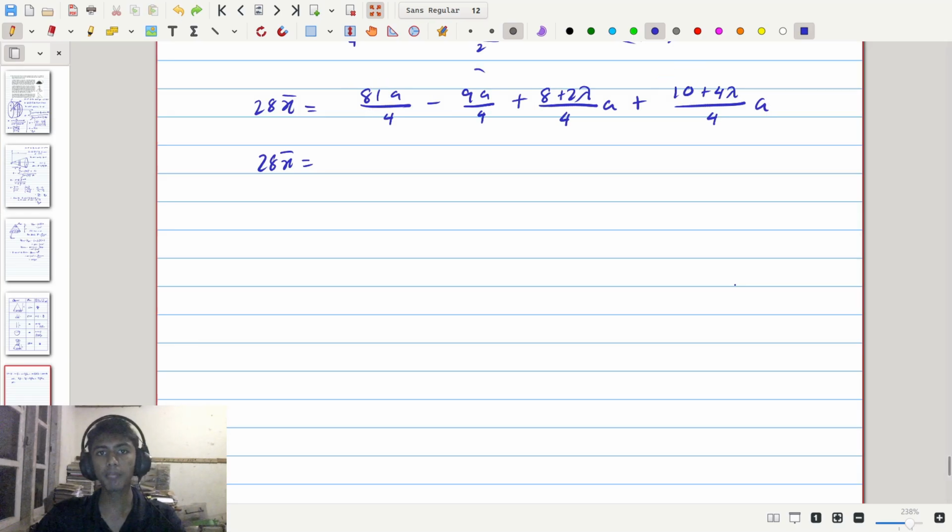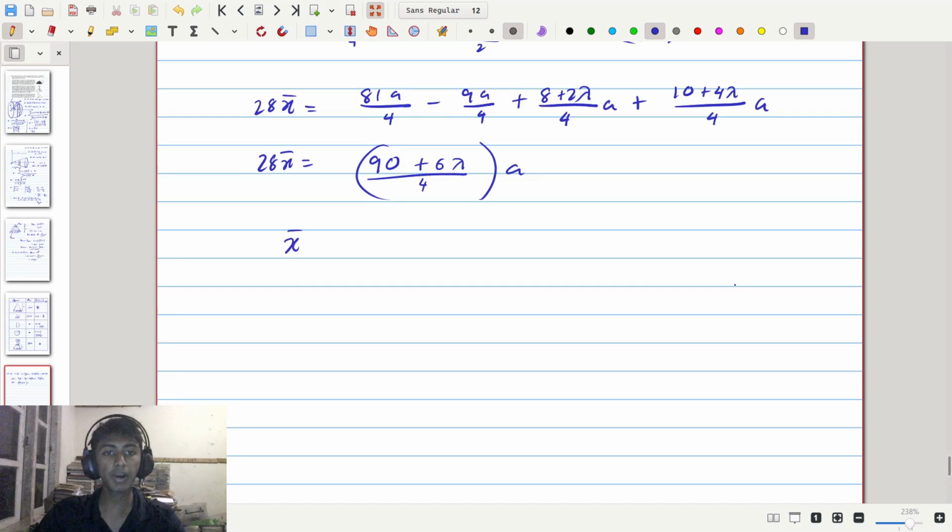So we have 81 minus 9, which is going to be, actually we can make it easy. 10 plus 8 is 18. 18 minus 9 is plus 9. So therefore we have 81 plus 9, which is going to be 90. And then we have 2 lambda and 4 lambda, 6 lambda. So we have a total of plus 6 lambda divided by 4 times a. We can factor out some stuff, and if we do that, we can divide by 2 here to get 45 plus 3 lambda.